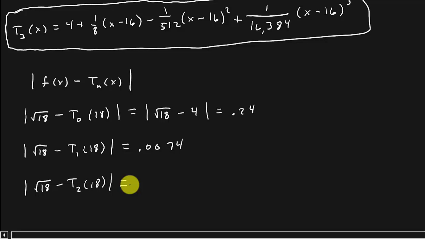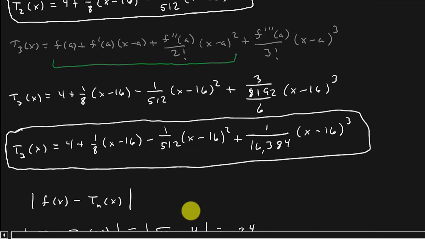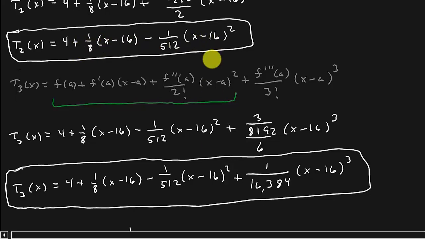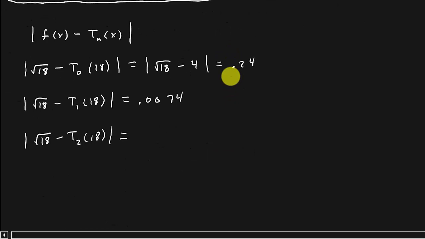All right. So now the square root of 18, I punch that in my calculator, and then minus, and then I take the 18 and I plug it into this one. Plug it in for x, and then you plug that into your calculator. And that gives me 0.00045.